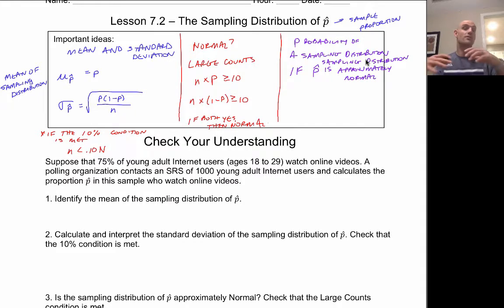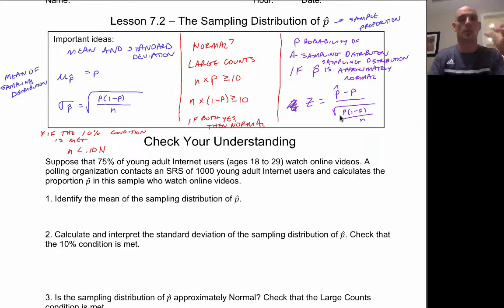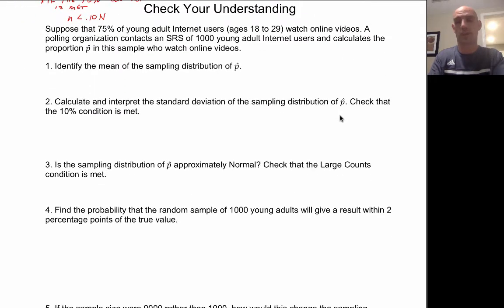so if those conditions are met and you can use your table A, you can use normal CDF, then we can calculate our z-score. We take our p hat, subtract p, and then put it over our calculation for standard deviation, which is the square root of our proportion times 1 minus our proportion over n. So we can treat it as approximately normal and calculate probabilities the same way.